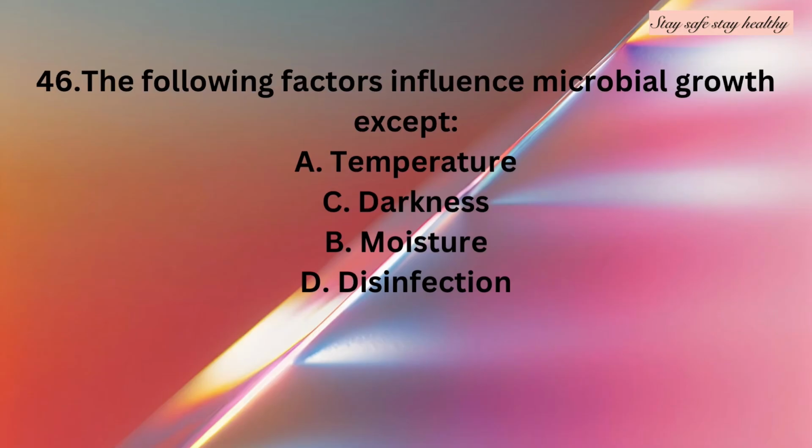The following factors influence microbial growth except A. Temperature, C. Darkness, B. Moisture, D. Disinfection. Here the answers got jumbled. C should be down and B should be up. Yes, the answer is C. Darkness. In dark, bacteria reduce their intake of organic carbon and metabolism and instead increase protein production and repair.